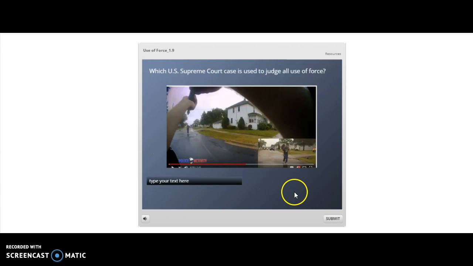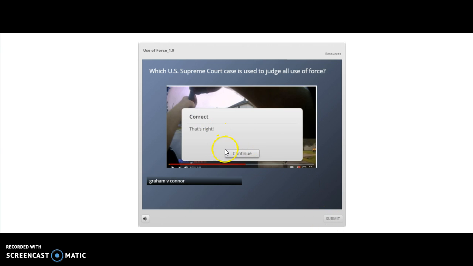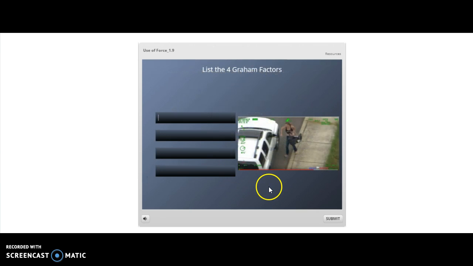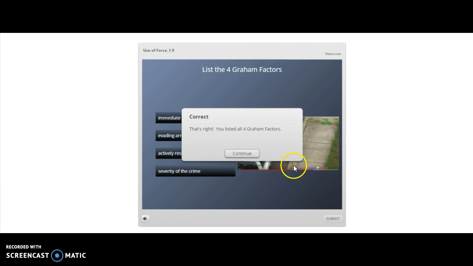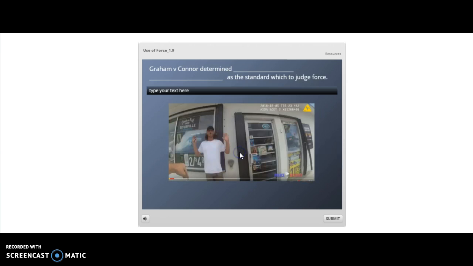Which U.S. Supreme Court case is used to judge all uses of force? So here they type in their answer again. Capitalization isn't important, but spelling is. List all four Graham factors that we've discussed. Put in their answers. Order doesn't matter. Capitalization doesn't matter. Let them know they got them all right.